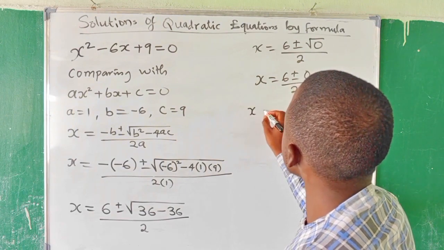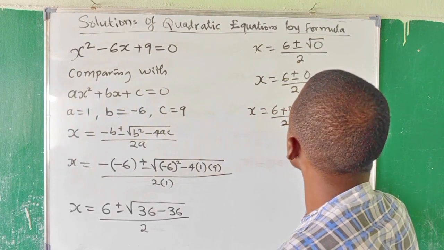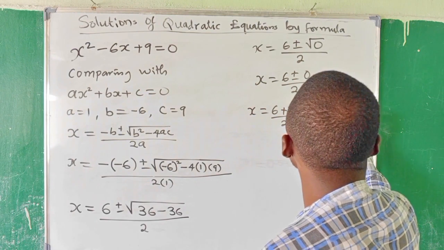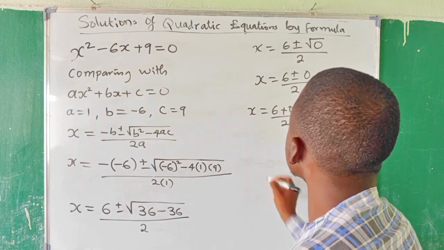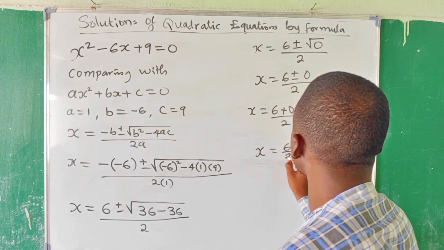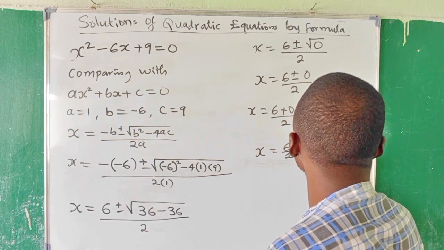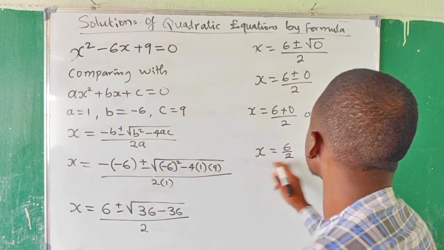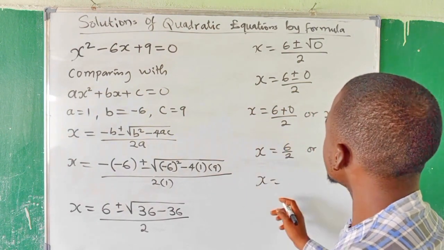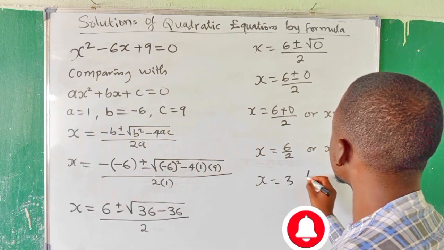Now x is either equal to 6 plus 0 divided by 2 or x is equal to 6 minus 0 divided by 2. This implies that x is equal to 6 over 2, or x is equal to 6 over 2. That implies that x is equal to 3, since 6 divided by 2 is equal to 3. That implies x is equal to 3 twice.